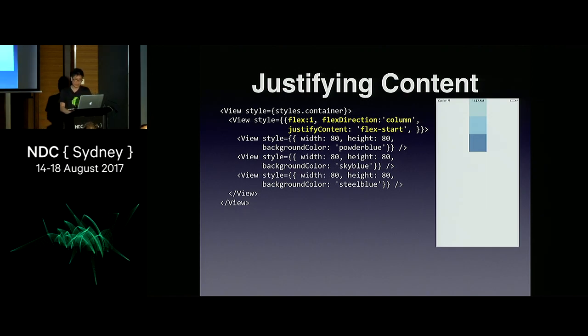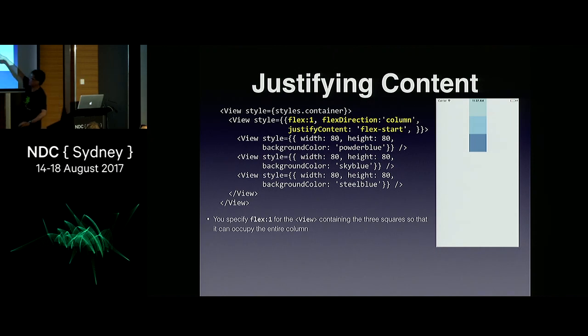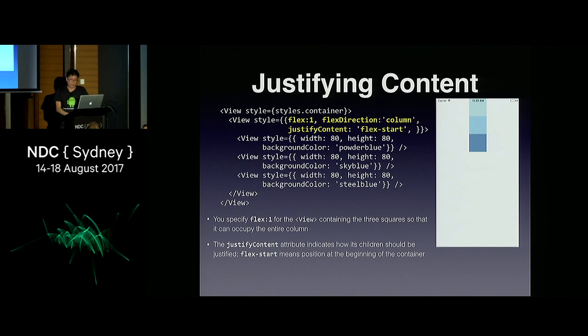Flex start. And so you specify flex 1 for the view containing all the 3 other views so that it can occupy the entire column. This view itself actually occupies the entire column. And the justify content attribute indicates how its children should be justified. So flex start means position it at the beginning of the container.